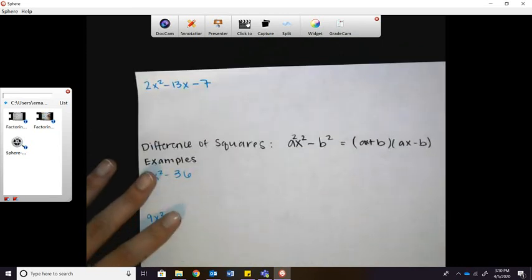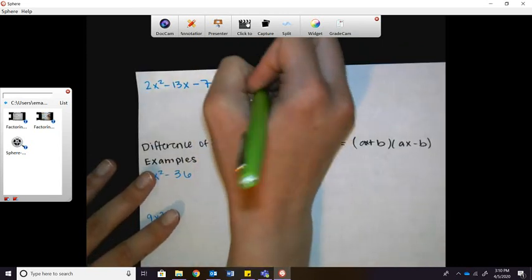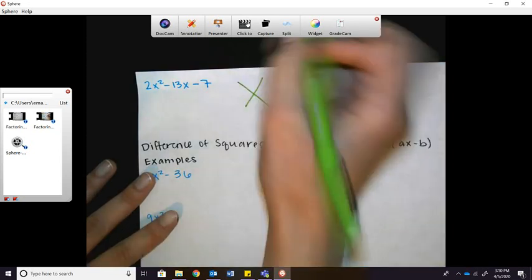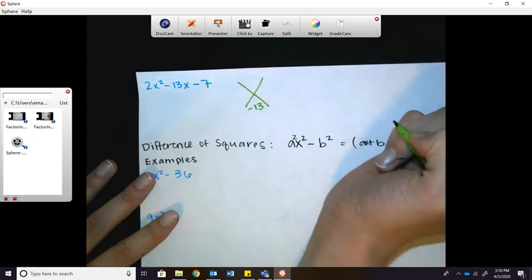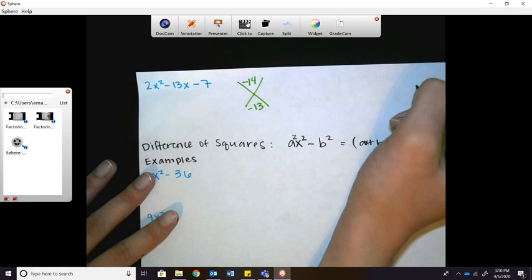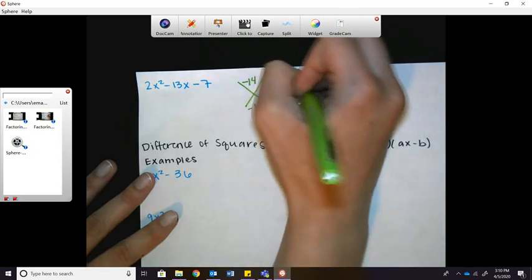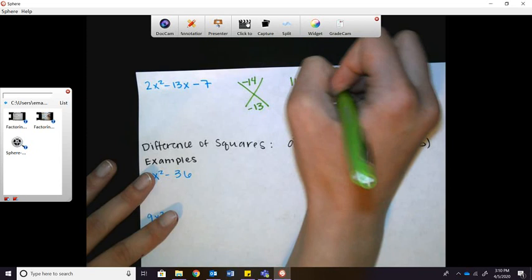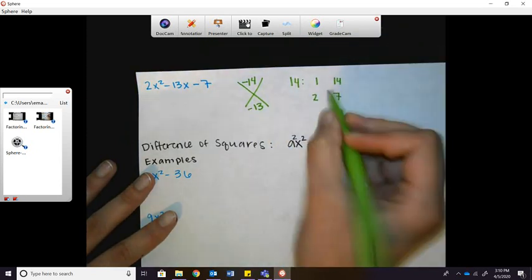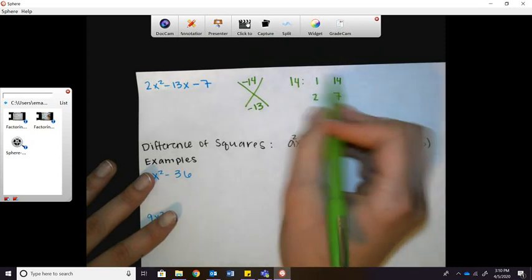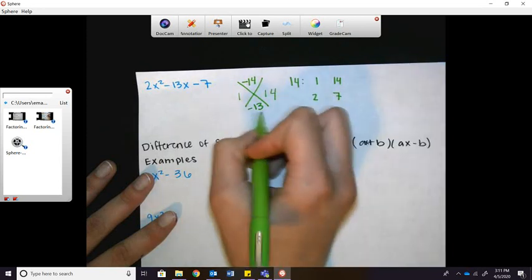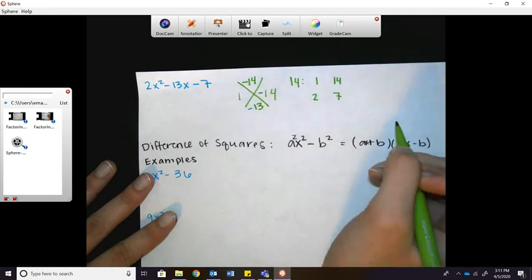Here we actually have a number in front of x squared, so I want you to think about what's going to go on the top of our big X. The bottom is going to be negative 13. The top is going to be negative 14, not negative 7. You will not get there if you put negative 7. So I have 1 and 14, 2 and 7. You're trying to make 13, so that's got to be our combination, 1 and 14. Now you just need to figure out which one's negative. Since the bottom is negative, the bigger number is going to be negative.